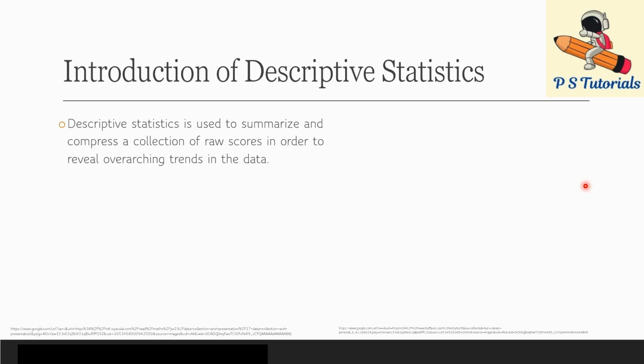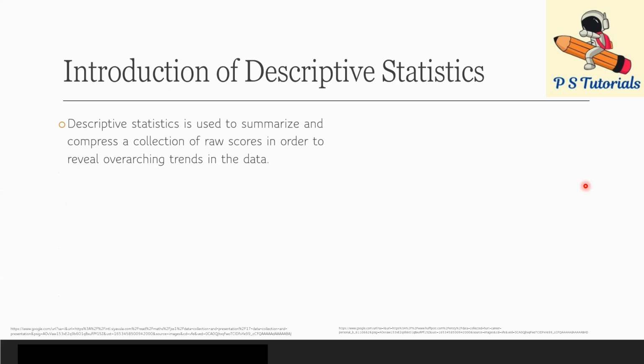So what is descriptive statistics? Descriptive statistics is a branch of statistics which applies statistical analysis methods on the collected data. So the process involves collecting, organizing, summarizing, and presenting the data.